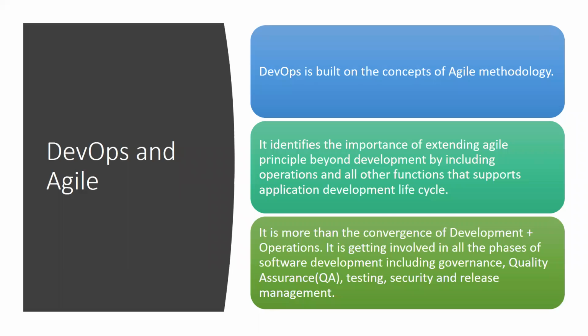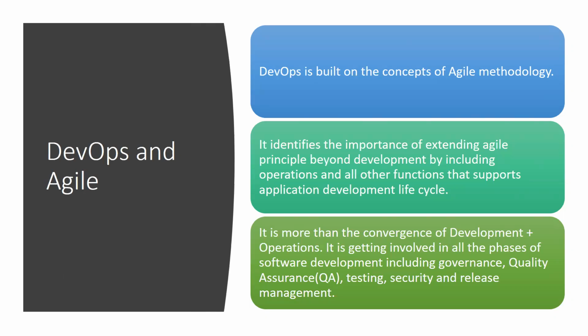DevOps and Agile. DevOps basically took the advantage of the Agile methodology. So it is built on the concept of Agile methodologies. It identifies the importance of extending Agile principles beyond development by including operations and all other functions that support the application development lifecycle. So up till development, it is Agile. After that, it extended it.